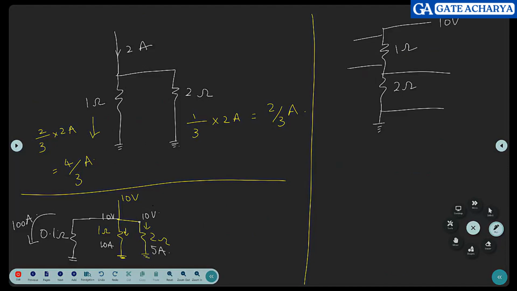So what will be the voltage here? 2 divided by total resistance into 10. How much is it? 20 by 3. I'll leave it that way. And how about here? 1 divided by 3 into 10, which is 10 by 3. I want you to appreciate the difference between current division and voltage division. In voltage division, we only talk about that particular resistor. In a current division case, we talk about the other resistor.